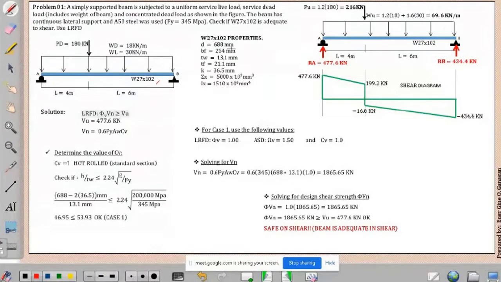And we have to use LRFD. So given properties of W27 by 102, which I got from your steel manual, the steel properties manual. So this will be our beam, and this will be our load. We have a concentrated dead load and we have a uniform dead load and live load. So we have a full span length of 10 meters.